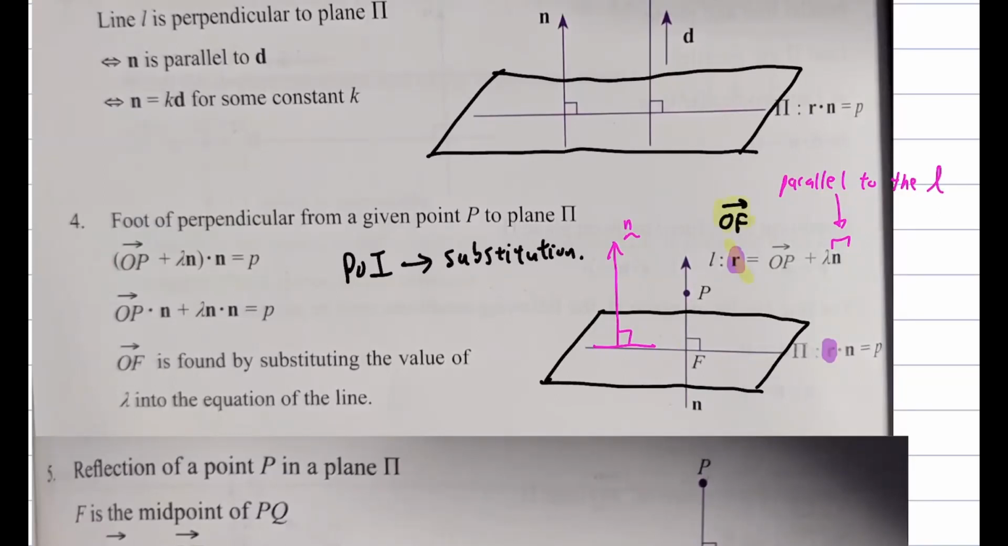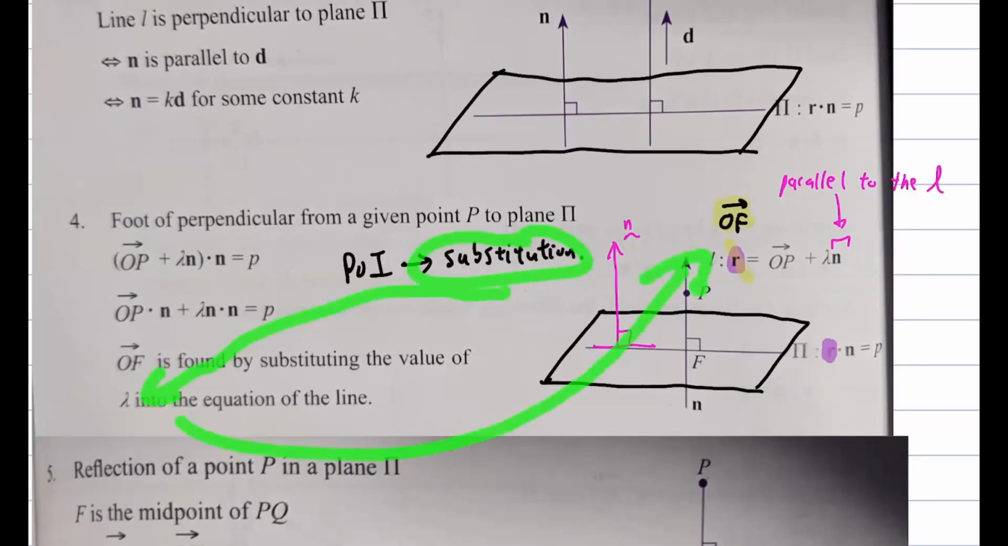So that's what we will get. OP plus lambda n dot with the vector n equal to p. Then after that, you can just expand everything out and then solve for lambda. After you solve for lambda, what can you do? You can substitute it back inside the equation of the line. Then you can solve for OF, which will be your foot of the perpendicular. So it's the same thing. It's just substitution. And then you find your lambda and then you substitute in.